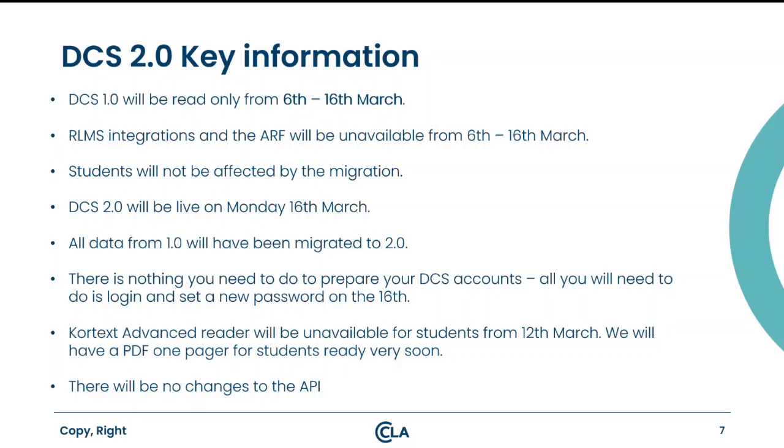There won't be any changes to the DCS API at this point. We have, of course, been in touch with all of our third parties, so reading list management systems and library management systems, and also any HEIs that happen to have a bespoke connection with us. They've all been tested over the past year in the test environment and confirmed everything is working as we would expect it to. So hopefully this will all go seamlessly when we migrate to production on the 16th.